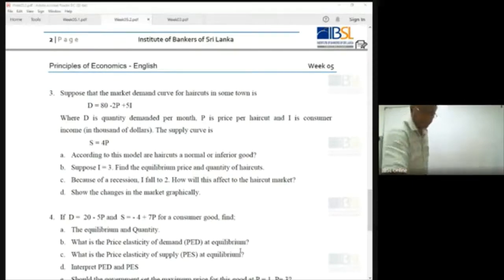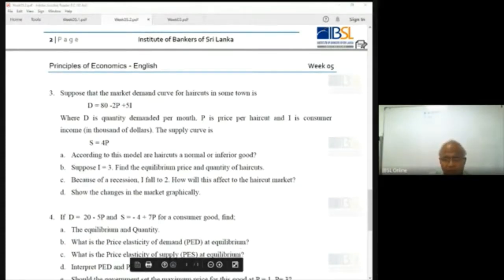I take down this demand function equals 80 minus 2P plus 5I, where I equals 3. Okay. Now what will happen? You have to calculate first the demand curve in terms of D and P. You substitute this 3 into this.